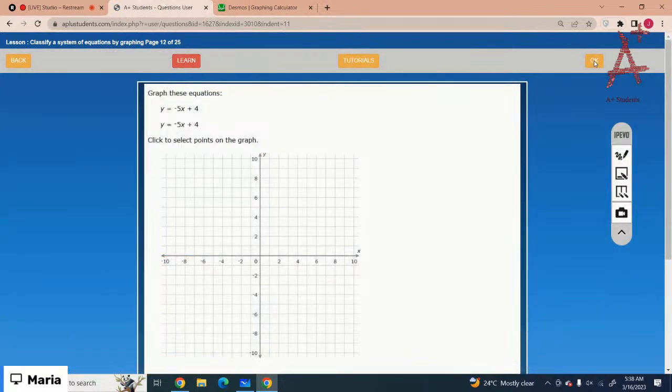Okay, y equals negative 5x plus 4 and y equals negative 5x plus 4. Again, both the equations are identical, same slope and same y-intercept. That means the system has infinitely many solutions and the system is consistent and dependent. Got it?